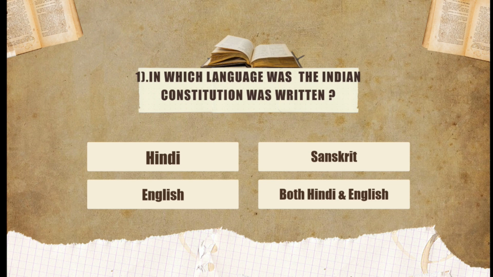The correct answer for question number one is that the Constitution of India was written in both Hindi and English languages. Okay. Next question, question number two.